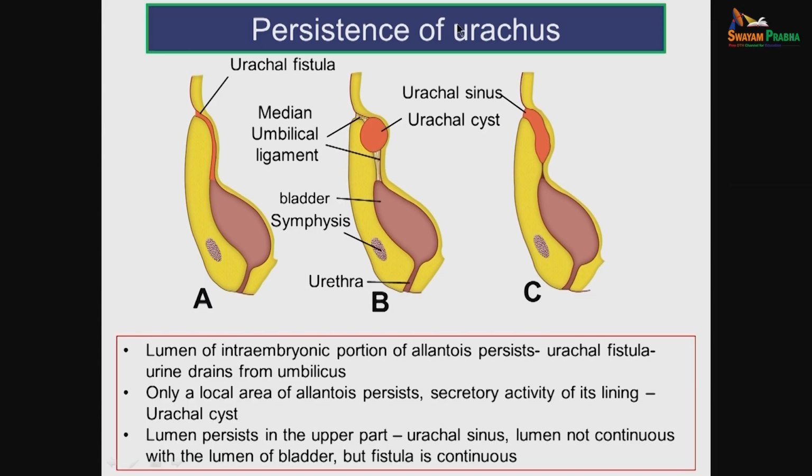Next is the persistence of urachus. As we have mentioned that intraembryonic portion of allantois should get obliterated to form a fibrous cord which is called urachus, which should extend from the apex of the bladder to the umbilicus. Suppose the lumen of the intraembryonic portion of allantois persists, you have an anomaly called urachal fistula. You can see a fistula, urachal fistula. So, this is connecting the apex of the bladder to the umbilicus. So, urine drains from the umbilicus.